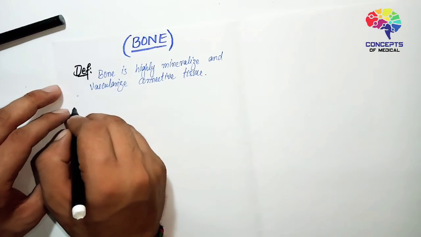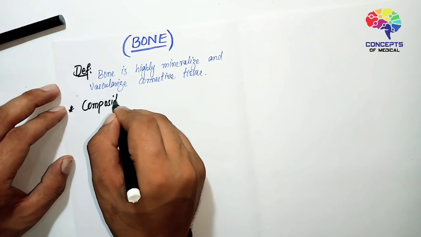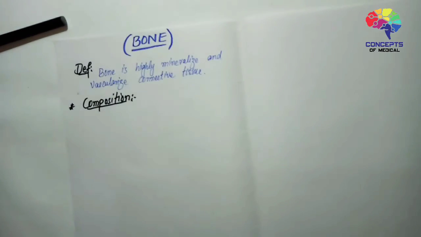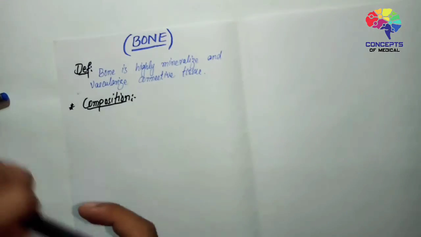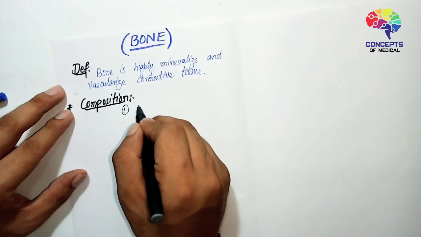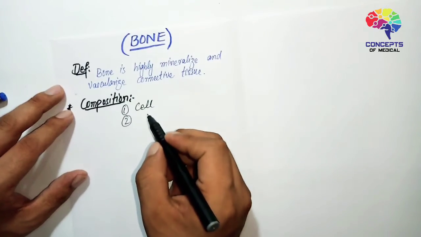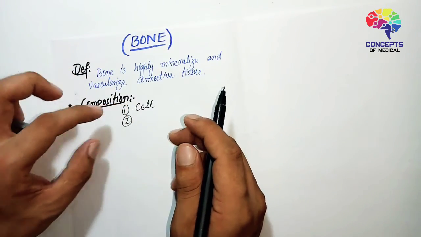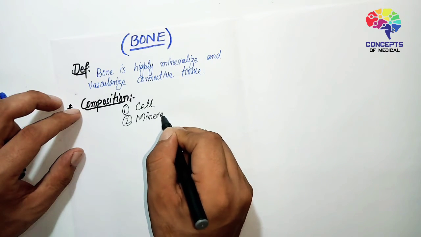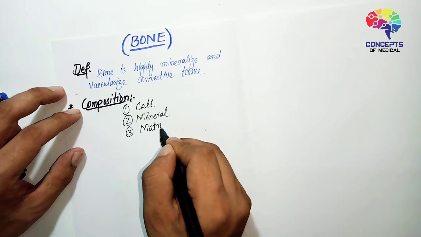What is actually the composition of the bone? So bone is composed of three parts, or three substances, or three materials. The first here we have is the cells. Within the bone we have these three parts, and these three parts collectively make our bone. The second is minerals, and the third one is the matrix of the bone.